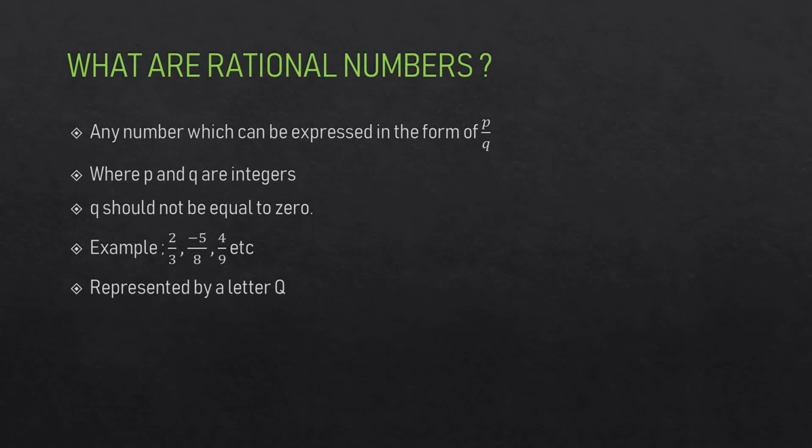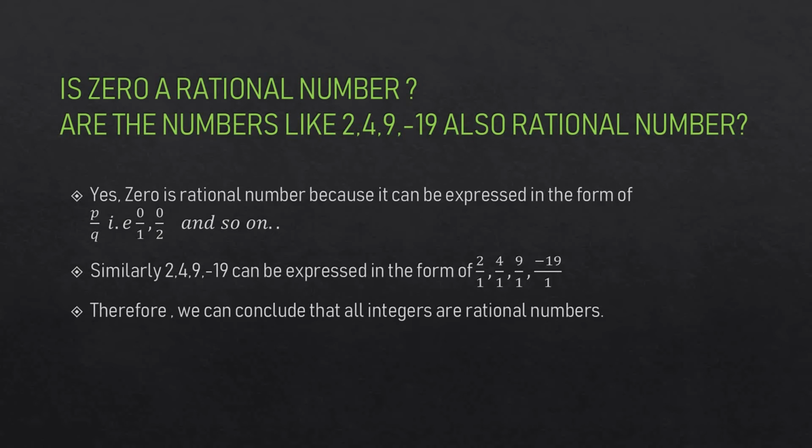Okay. Now the next question is, is 0 a rational number? Can you call 0 a rational number? So let's see. Yes, 0 is a rational number because it can be expressed in the form of P by Q. You can write 0 as 0 upon 1, 0 upon 2, 0 upon 1000, 0 upon million and so on, because it is equivalent to 0 only. Since it satisfies all the three conditions, we can classify 0 as a rational number. Means we can consider 0 as a rational number.